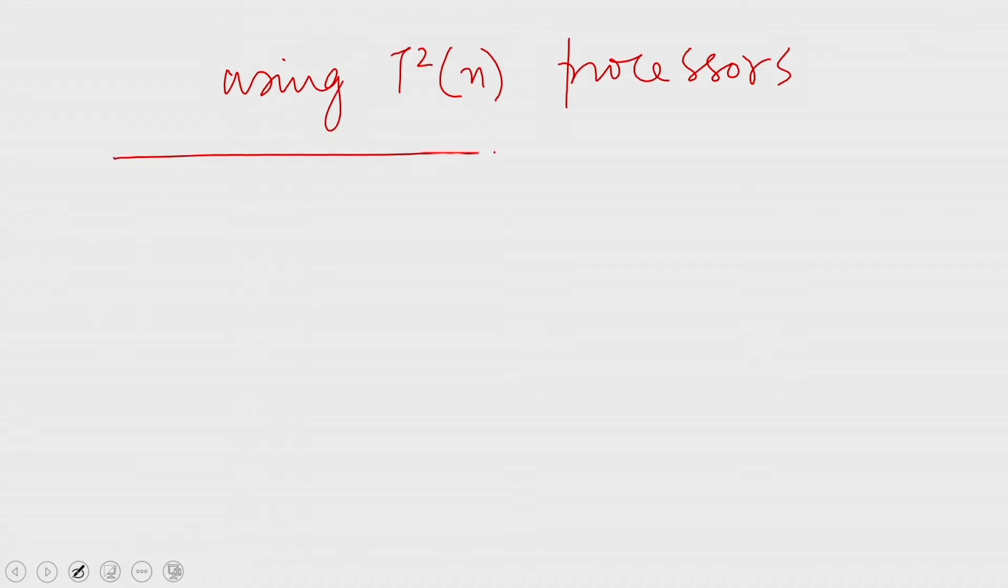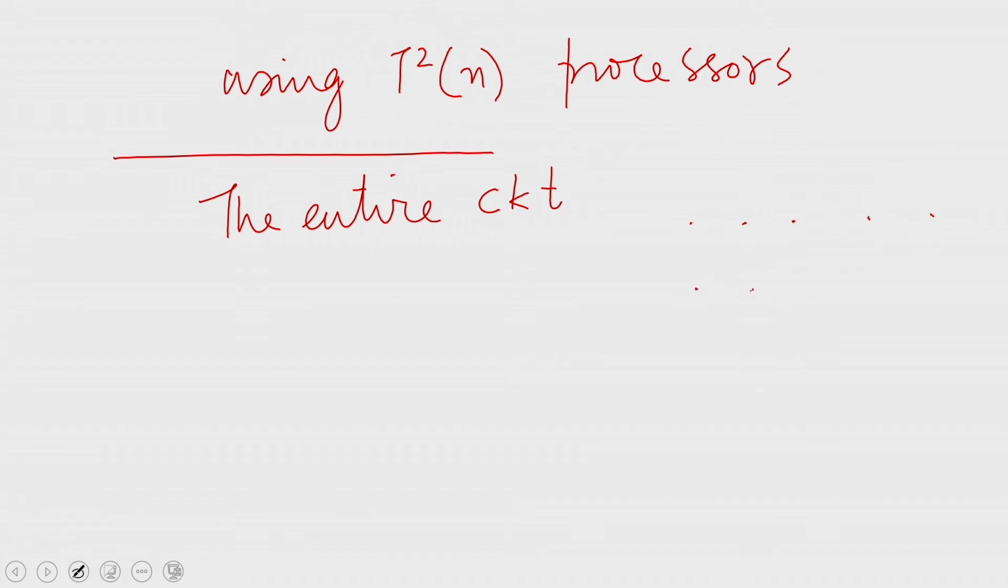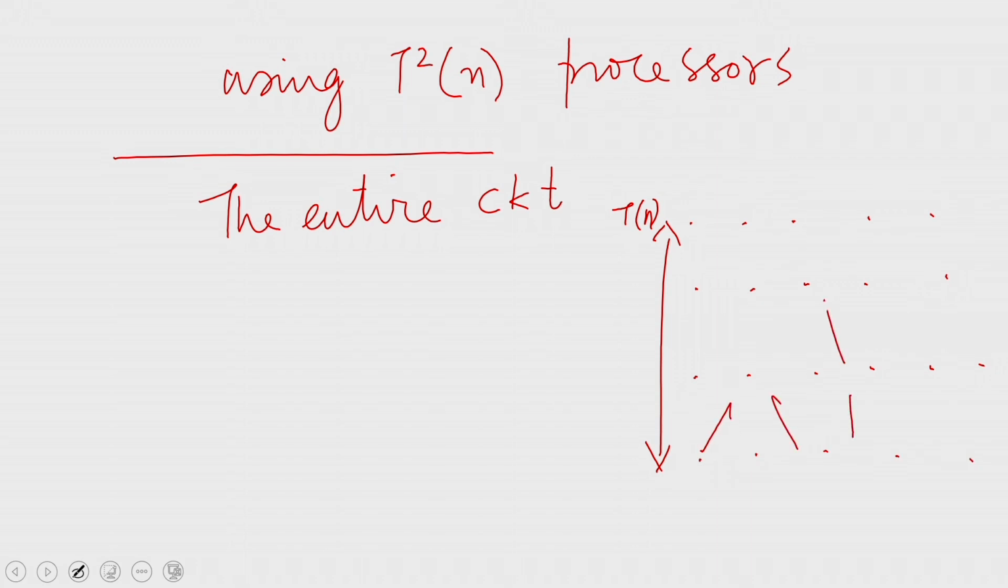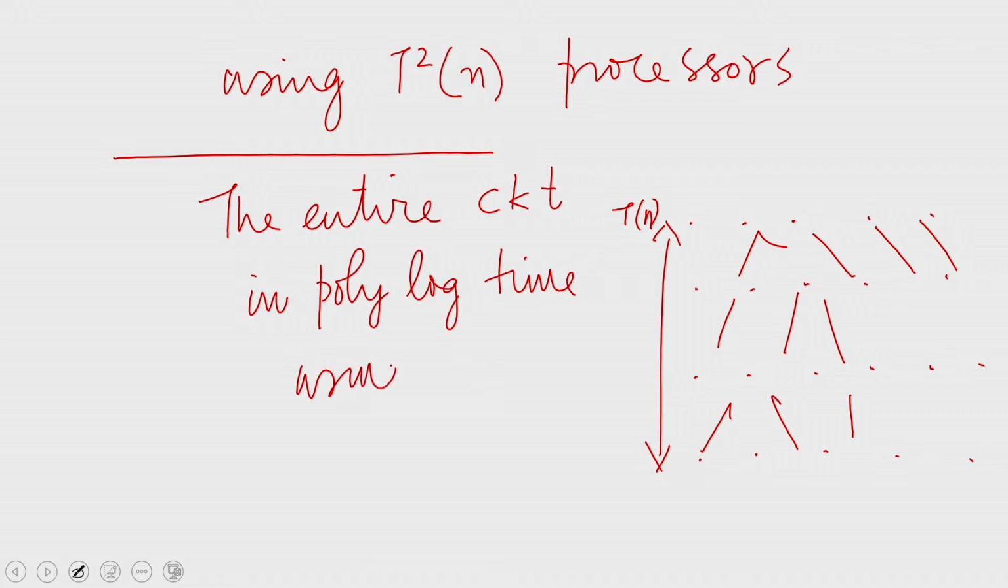What it means is that the entire circuit, the circuit with gates between the levels, so we have T of n such levels. For times varying from 0 to T of n, there are T of n plus 1 such levels. These levels can be interconnected with a separate set of processors for each adjacent pair of levels in polylog time using a polynomial number of processors.